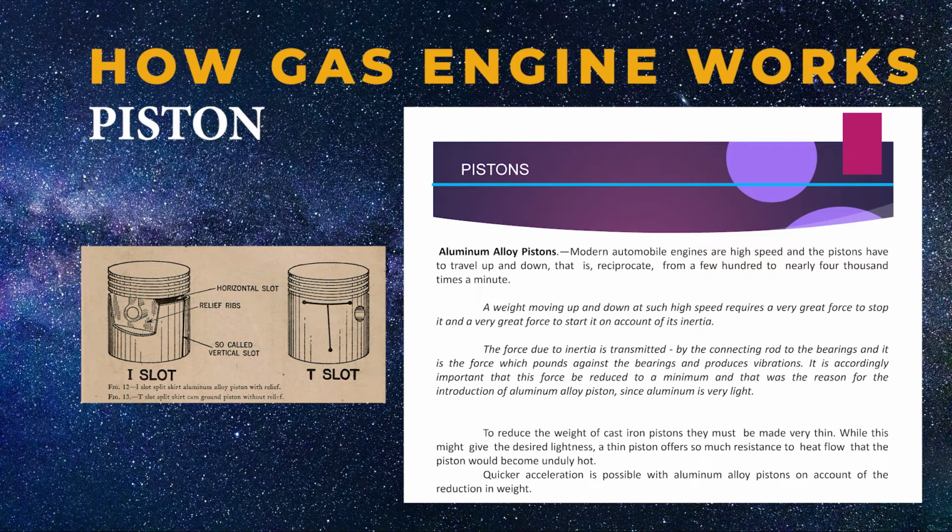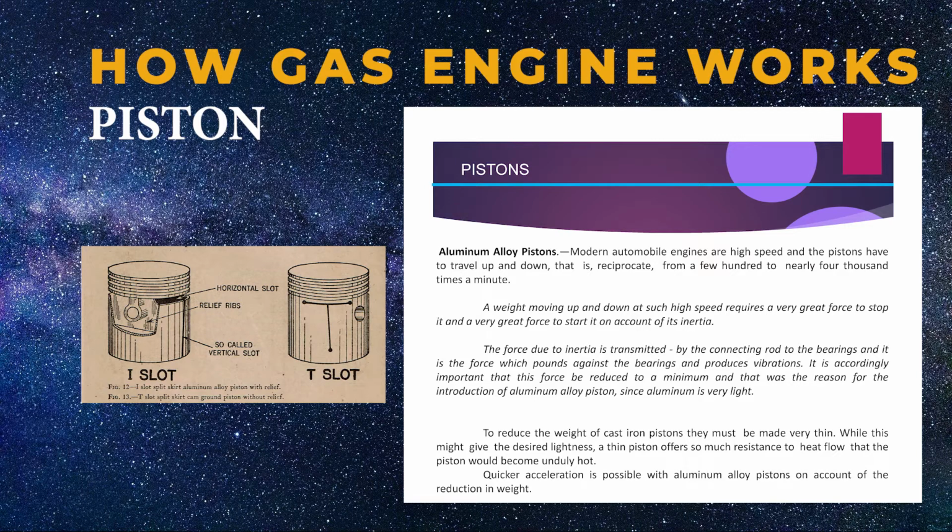Aluminum alloy pistons. Modern automobile engines are high speed and the pistons have to travel up and down, that is, reciprocate, from a few hundred to nearly 4,000 times a minute. A weight moving up and down at such high speed requires a very great force to stop it and a very great force to start it on account of its inertia.